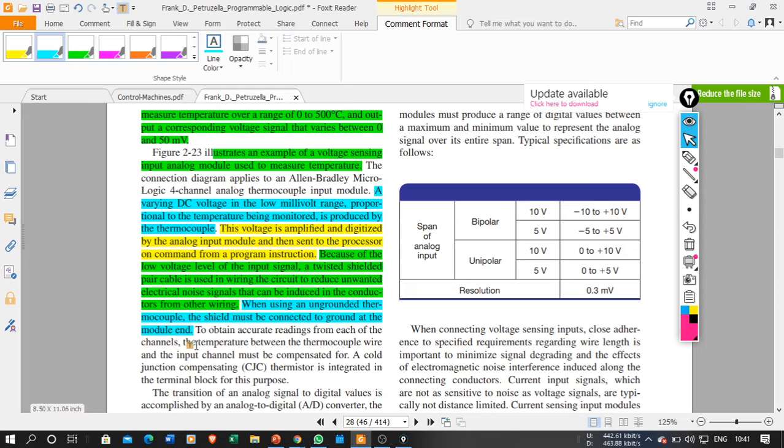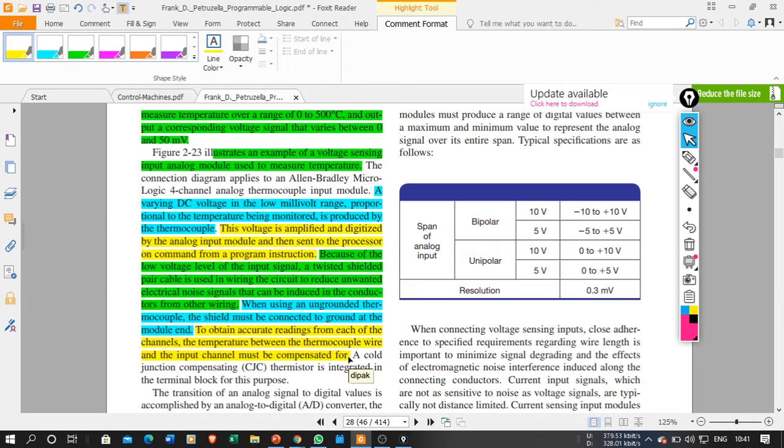Thermocouple is normally an input device, so it should be grounded at the module end to obtain an accurate reading from each of the channels. If you want to obtain the exact reading from each channel, the temperature between the thermocouple wire and the input channel must be compensated for. So this is the compensation you need to provide for getting accurate results.